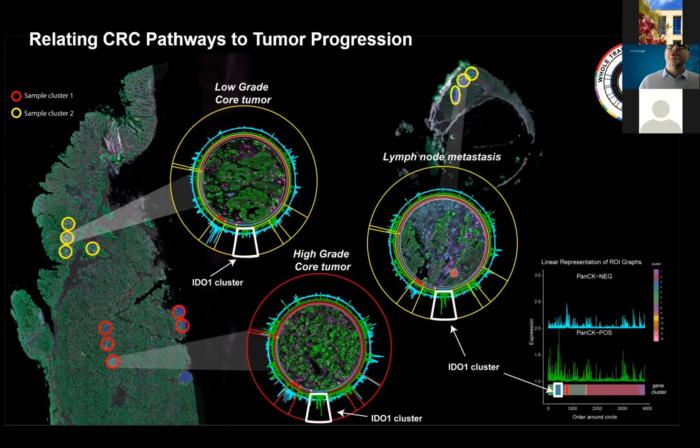The pathology looked really similar between the lymph node metastasis and the low-grade core tumor. But when you now can get to the whole transcriptome level, they found an IDO1 cluster that was very similar to the high-grade tumor, thus giving them an idea of where this metastasis had budded from.